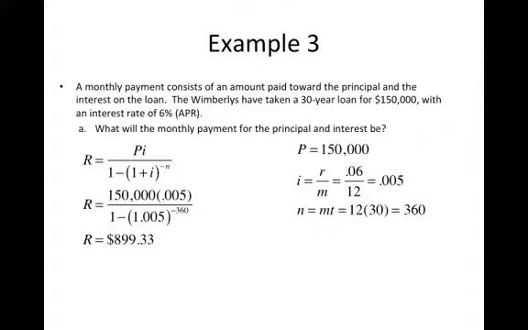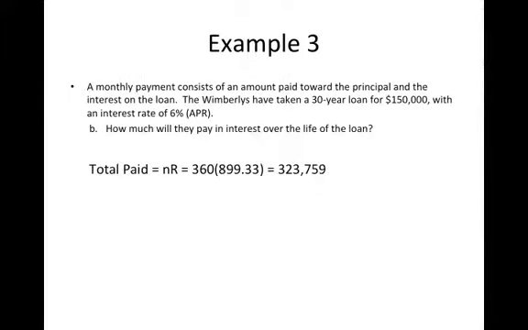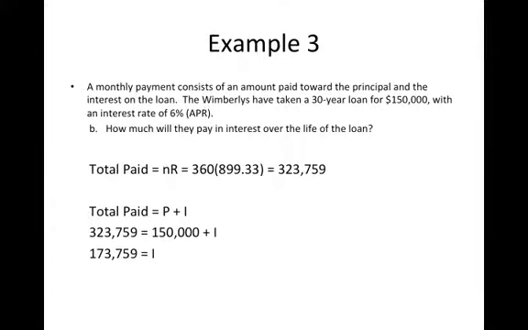Sounds great. Borrow $150,000, pay less than $1,000 a month. That's awesome. So $899.33. Let's see how much they're going to be paying over a lifetime. The total amount paid is going to be the number of payments, so 360 times R. So 360 times $899.33 is $323,759.